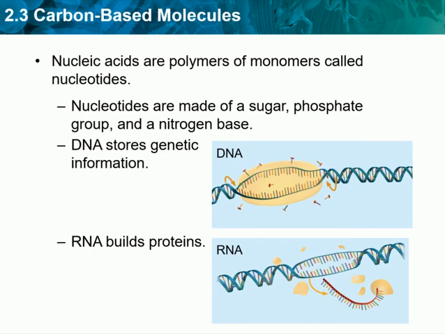DNA contains the code that determines the sequence of amino acids that make up a protein. The code is transcribed to RNA, which moves to ribosomes for protein synthesis. The sequence of amino acids determines the shape of the protein. The shape of the protein is essential to its ability to perform its function.